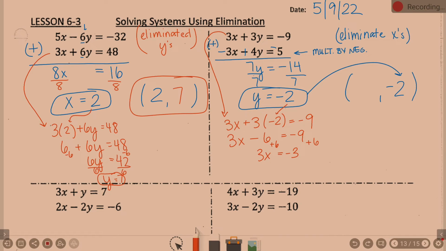If 3x equals negative 3, divide by 3, and x is negative 1.